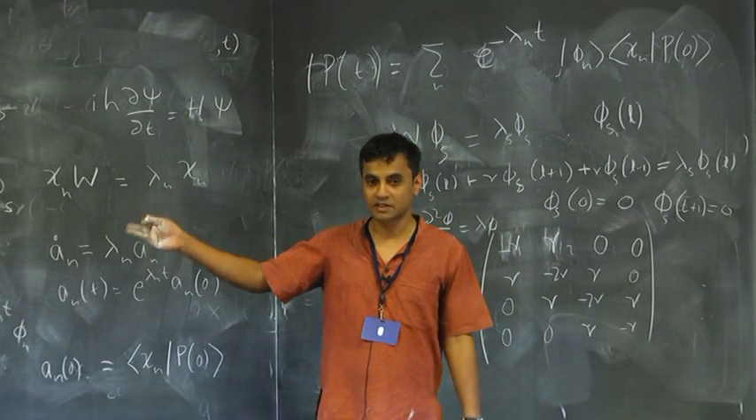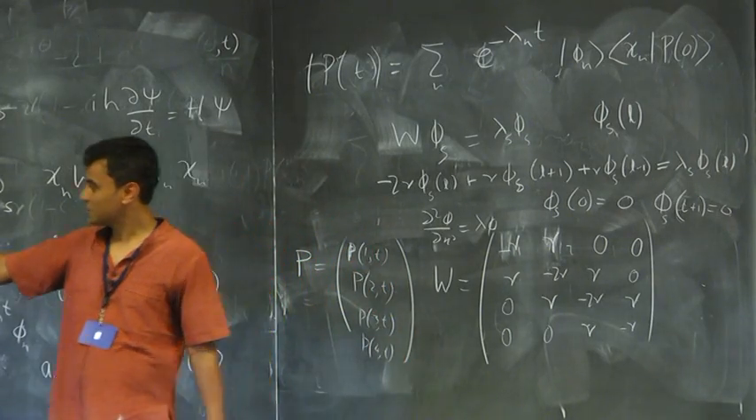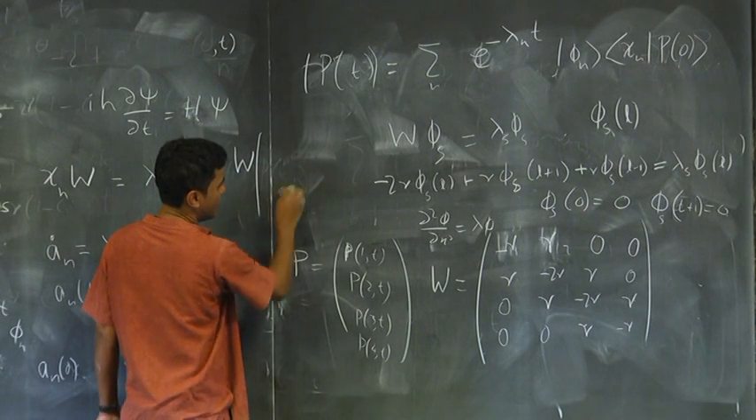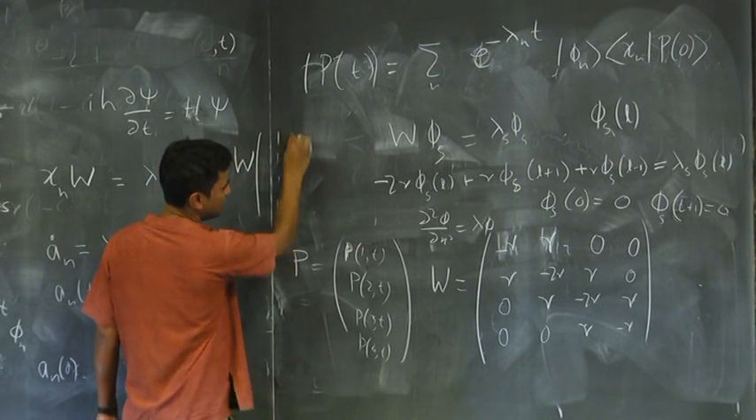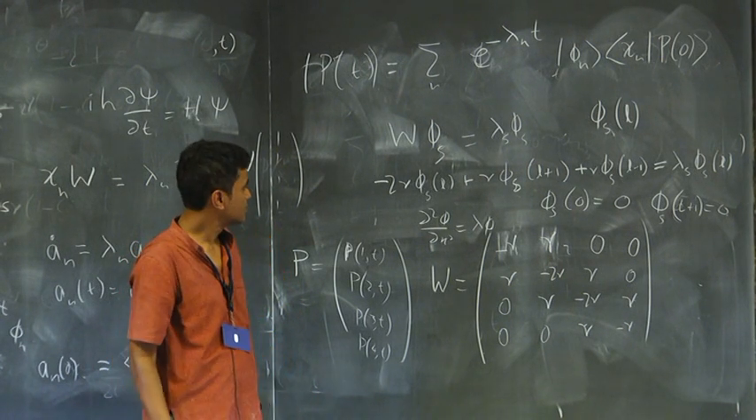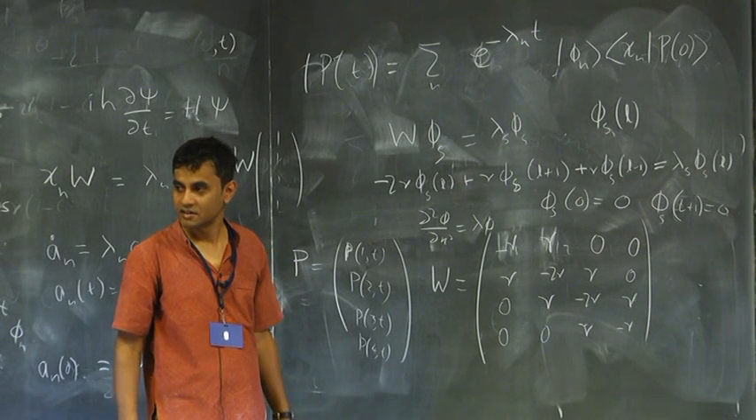That means I have done something wrong. So what he's saying is that if I take this matrix W and apply it to 1 1 1 1, that is an eigenvector.